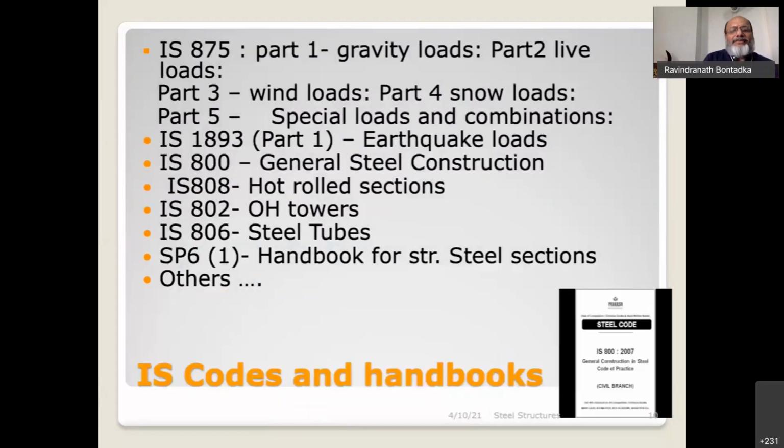So next, the IS codes which will be used for the design or for execution are IS 875 part 1 for gravity loads, part 2 for live loads being covered already, parts 3, 4 and 5. Then IS 1893 part 1 for earthquake loads. IS 800 is like a Bible for all steel constructions. This is the general steel construction code, IS 800.